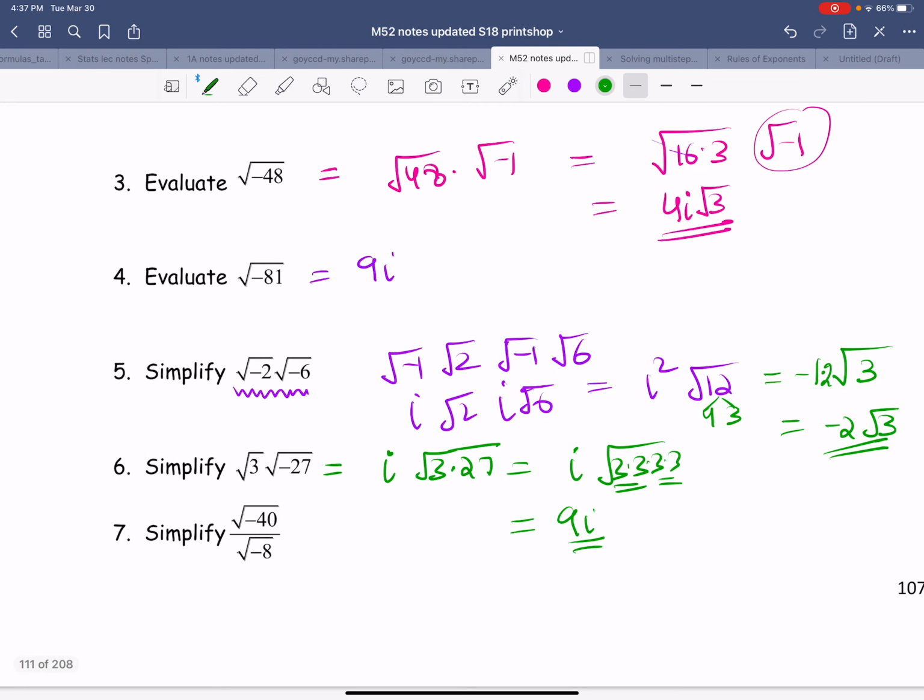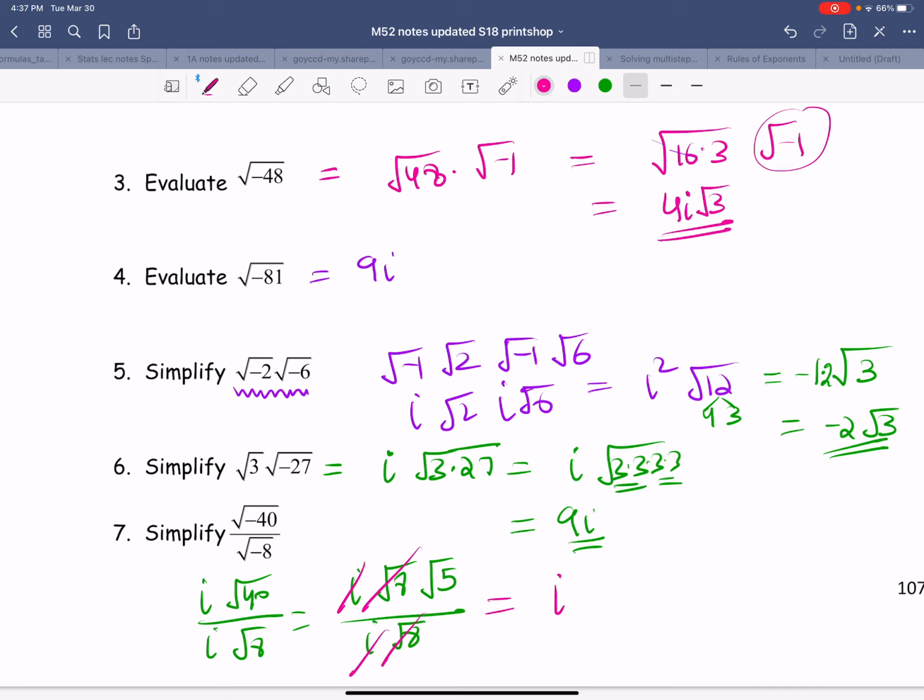Okay, next we have square root of negative 40 over square root of negative 8. Again, pull out the radical before you can use the product or quotient rule. So we are left with i root 40 over i root 8, which is i root 8 times i root 5, over i root 8. Let's go ahead and cancel the common factors. We can also cancel the common factor. We're only left with square root of 5 here. Everything else cancels. Square root of 5 is all we're left with.